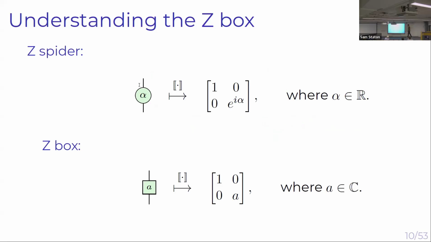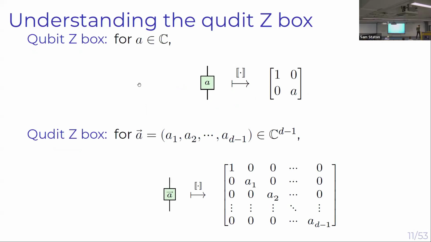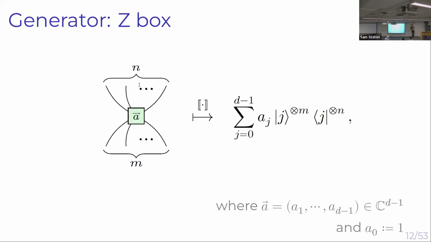And then briefly, we have had the Z spider in the qubit ZX calculus, and it was a rotation matrix, right? So this corresponds to e to the i alpha, where alpha was our parameter. What the Z box allows us to do is have any kind of complex number here, not just those that are of this form. And then generalizing it to qudits, you need to have not just one parameter, but d minus 1 parameters to describe what Z boxes do. And then our generator is the one that has an arbitrary number of inputs and outputs.